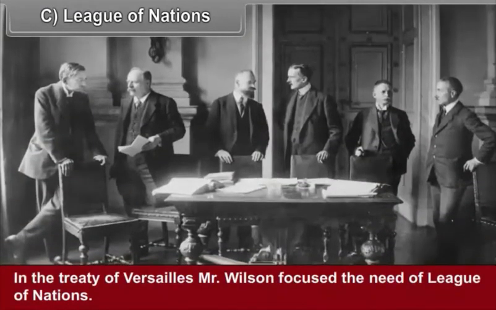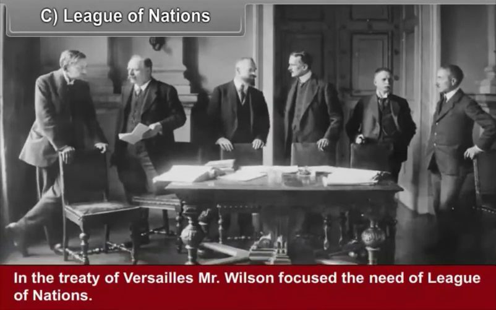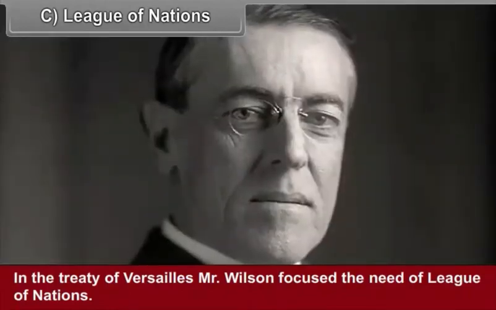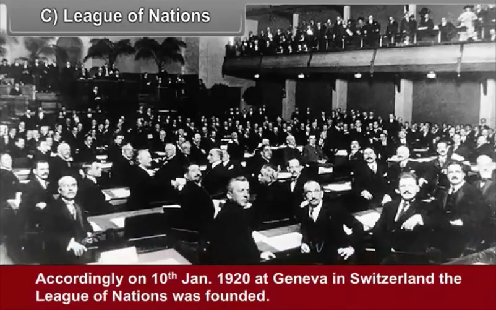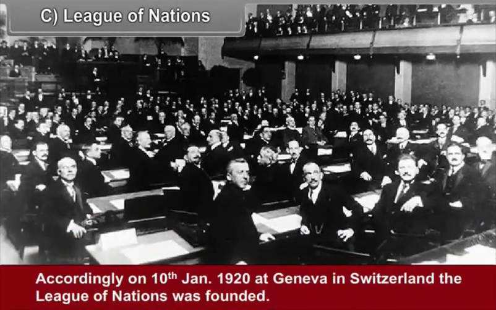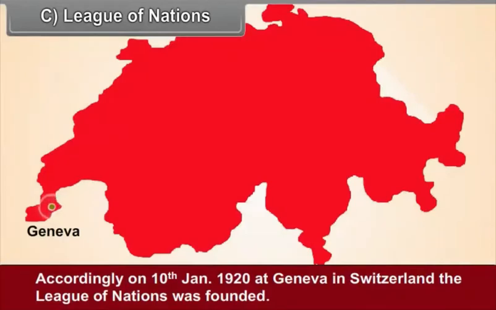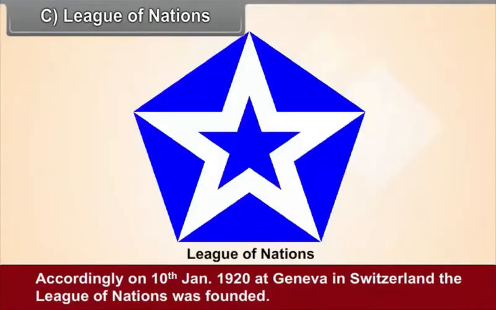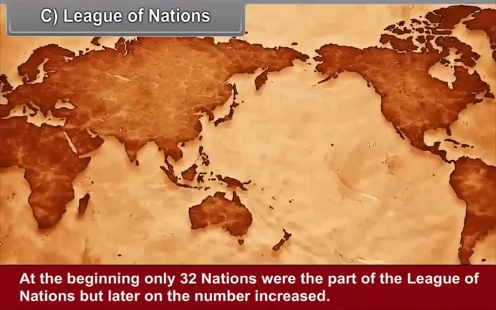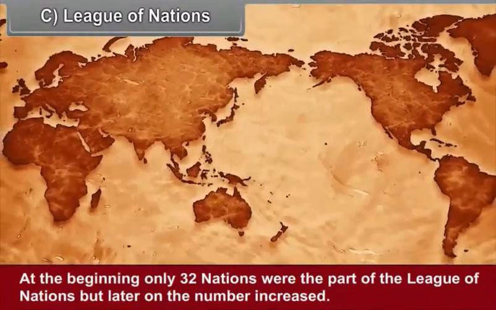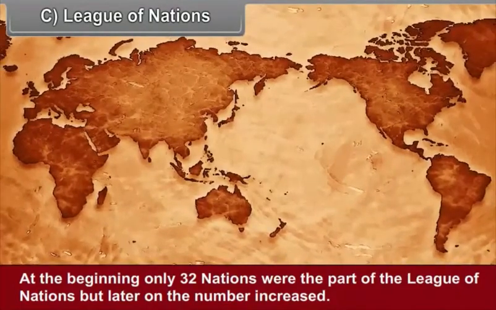In the Treaty of Versailles, Mr. Wilson focused on the need of the League of Nations. Accordingly, on 10th Jan 1920, at Geneva in Switzerland, the League of Nations was founded. At the beginning, only 32 nations were part of the League of Nations, but later on the number increased.